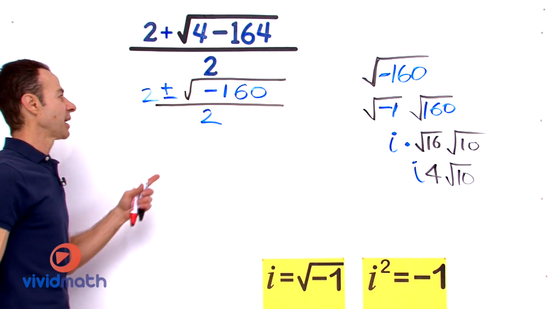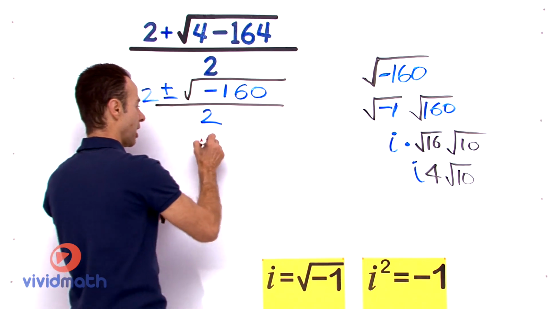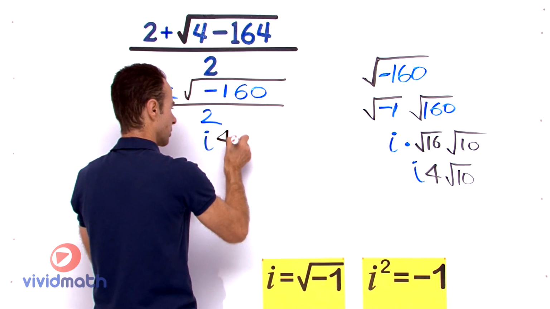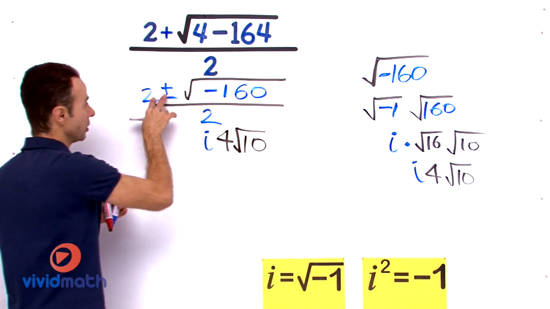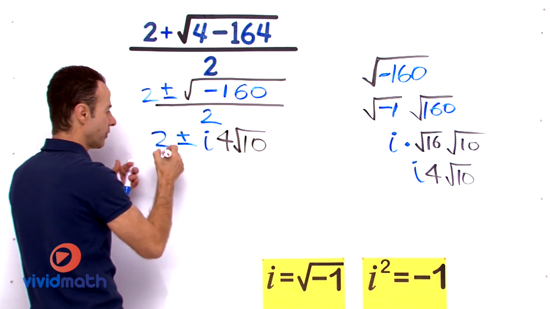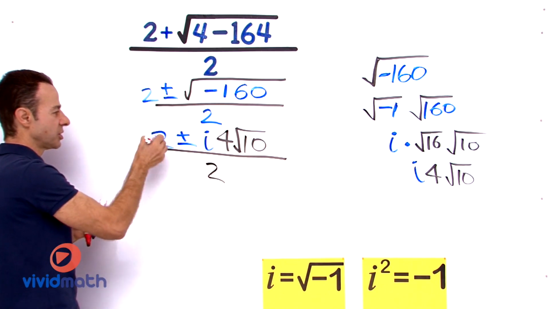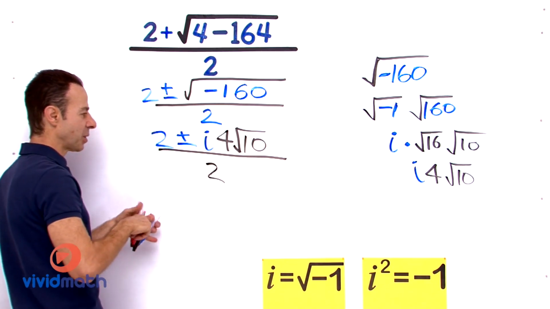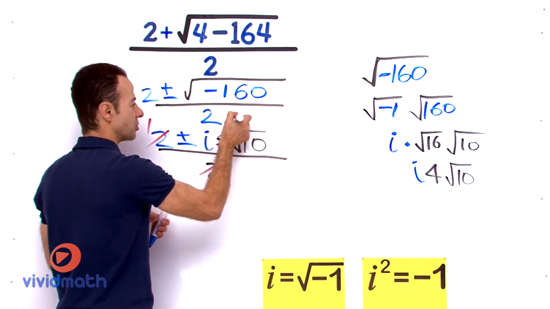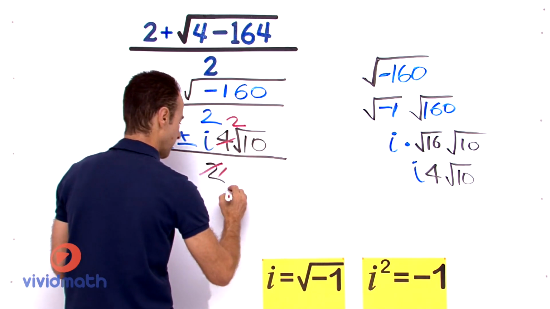So I can replace that right over there. So that'll be i, 4 root 10, and then let's bring the 2 plus or minus, all over 2. Okay, let's divide top and bottom by 2. 2 goes into 2, 1. 2 goes into 4, 2 times. So that'll be a 2 there, so that'll be replaced with 2 root 10.